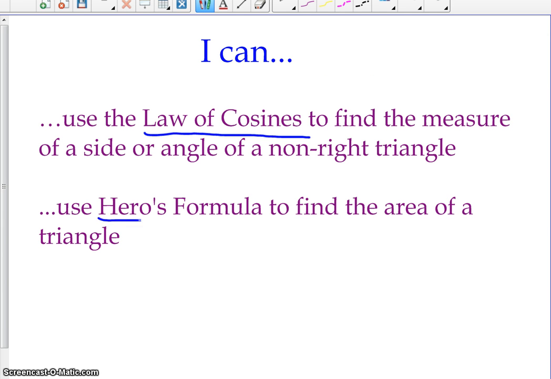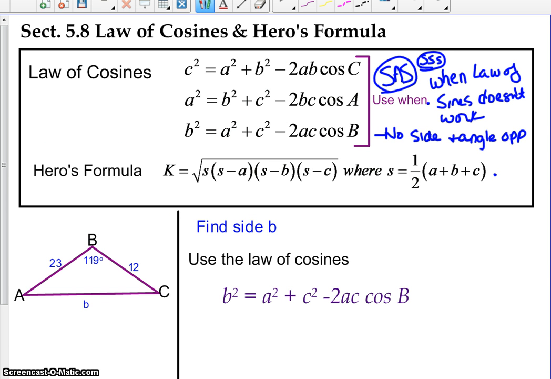Another goal we have today is to look at Hero's formula to find the area. So Hero's formula has to do with area. The law of cosines has to do with finding angle measures and side measures. We use the law of cosines when we have a side, an angle, and a side, with the angle in between. Also, we use it when we have SSS. Basically, we use it when the law of sines doesn't work. We'll get to Hero's formula in a minute.